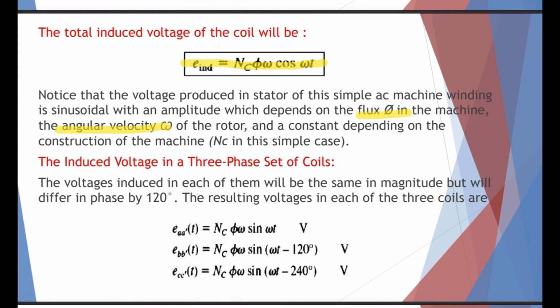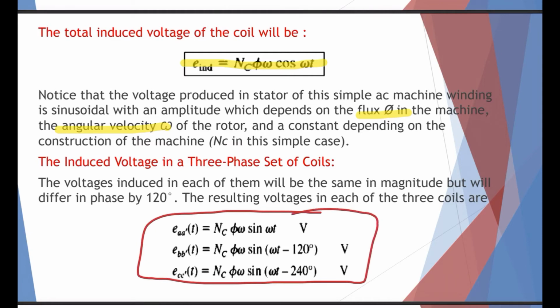The induced voltage in the three-phase set of coils: here we can write three voltages, E_AA, E_BB, and E_CC, each apart by minus 120 and minus 240 degrees, so they differ in phase by 120 degrees.